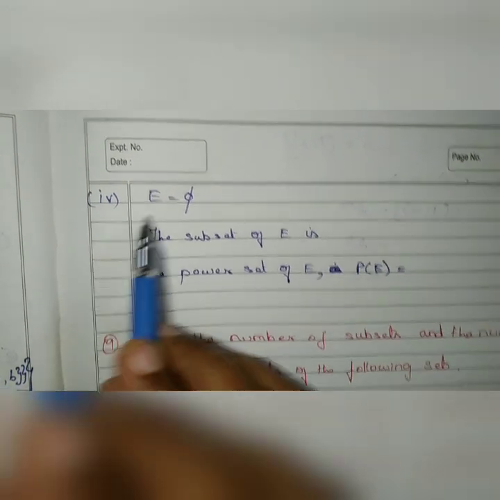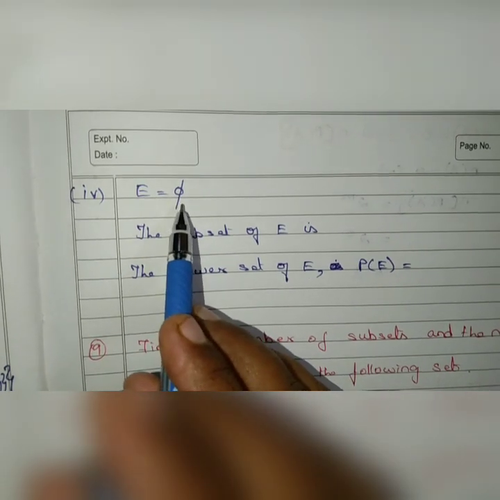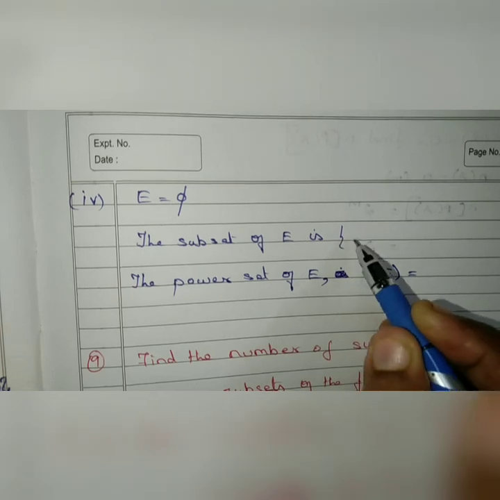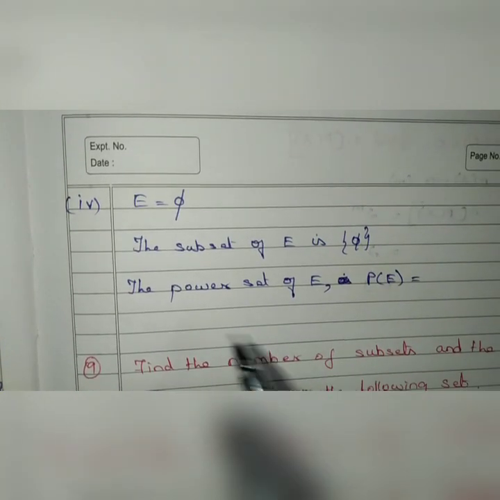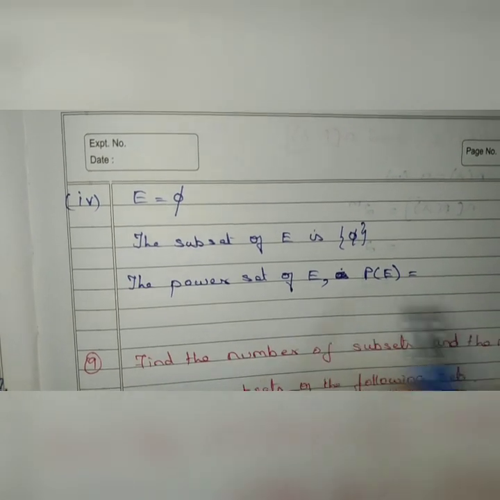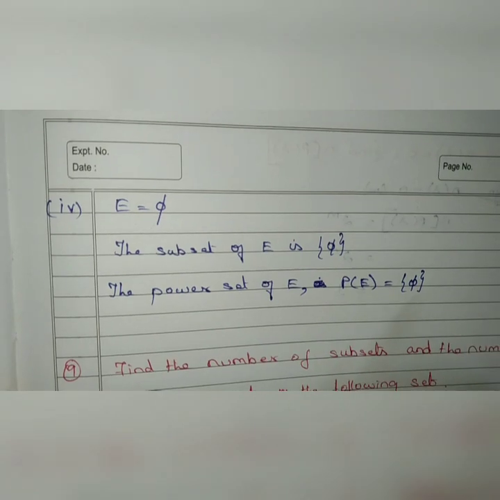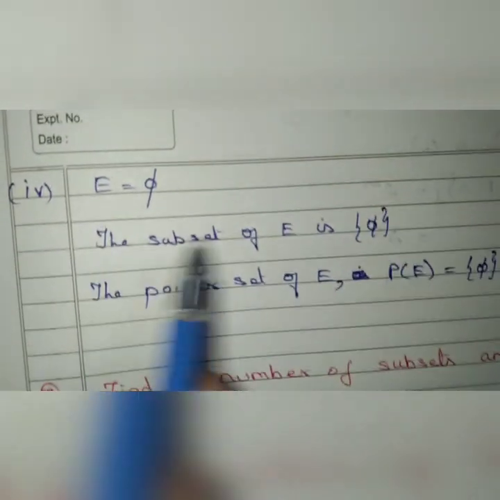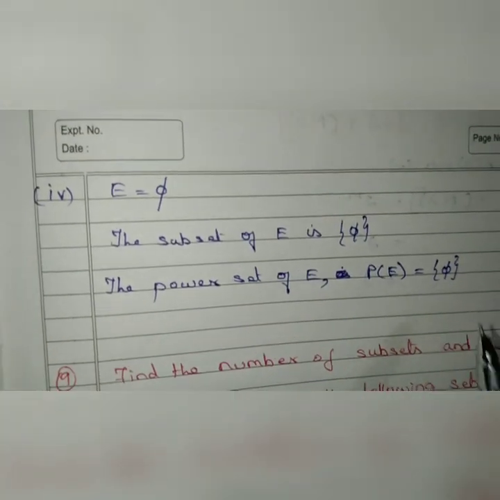Fourth subdivision, E is equal to phi. What do you mean by phi? It is the null set. So the subset of E is nothing but phi. It is the null set. So what is the power set of E? P of E is equal to phi. I have already told, whenever you write the power set or subset, the empty set is also a subset. So phi is the set here.